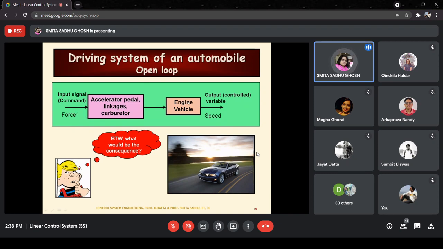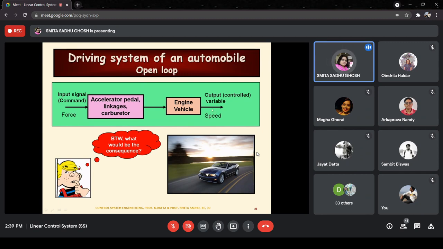But in this particular block representation, we find that there is no connection whatsoever between the speed and the input, that is the force which is being applied to the accelerator over here. So such a model, the block diagram that you see over here, represents what we call an open loop system.